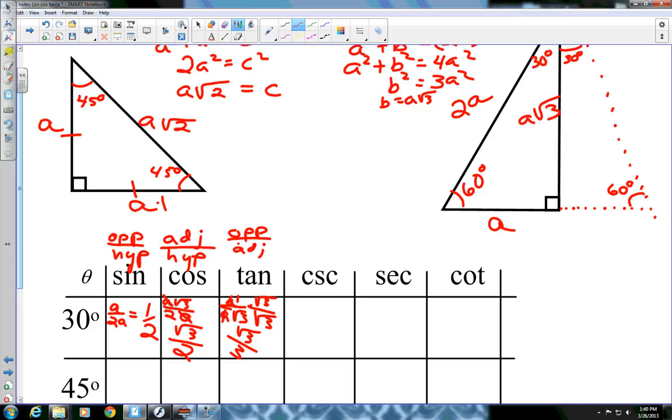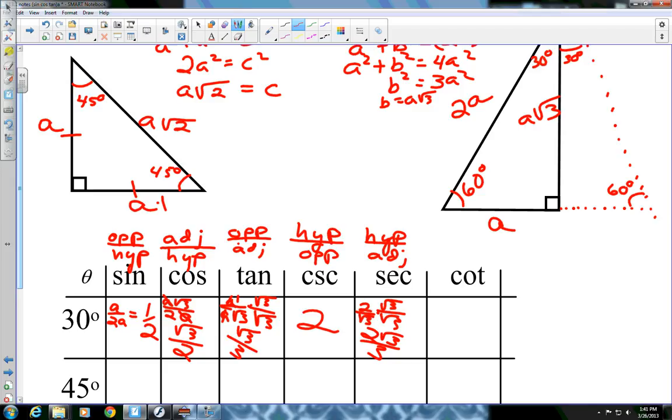Cosecant. Now let's take the easy way out on this. It is 1 over the sine, or the hypotenuse over the opposite side. So yeah, the reciprocal of 1 over 2 is 2 over 1, which is just 2. Secant, it's 1 over the cosine, so that's going to be the hypotenuse over the adjacent side. So that's going to be 2 over root 3. Got to rationalize the denominator again. So I get 2 root 3 over 3.